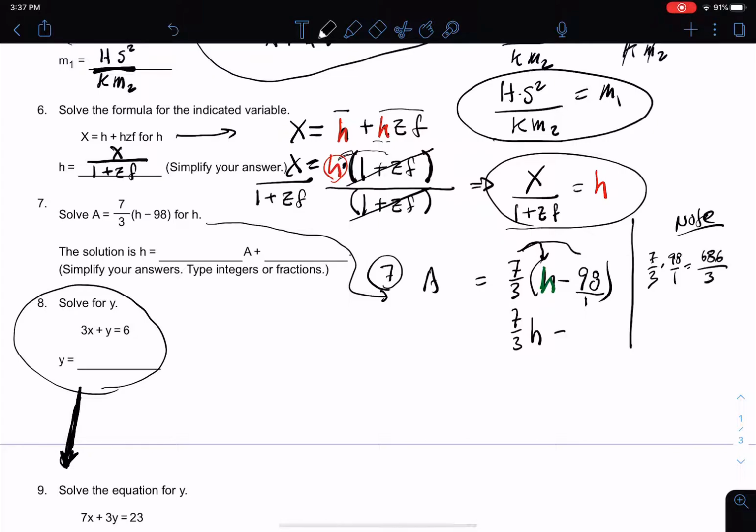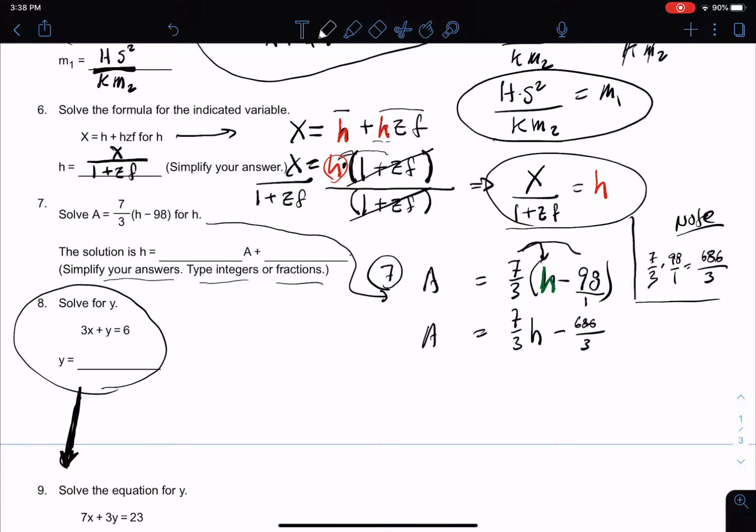And then in the denominator, 3 times 1 is 3. If I divide that by 3, I end up getting a mixed number. When I look back, the way they want us to input it, it says simplify your answers, type integers or fractions, so we don't want decimals. So this is just going to be A equals 686 over 3. So now here we are.